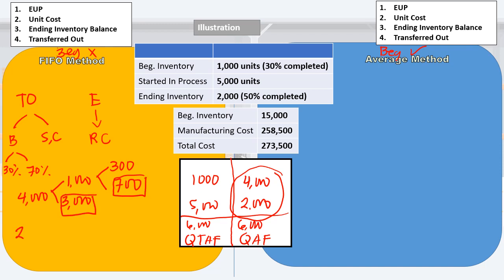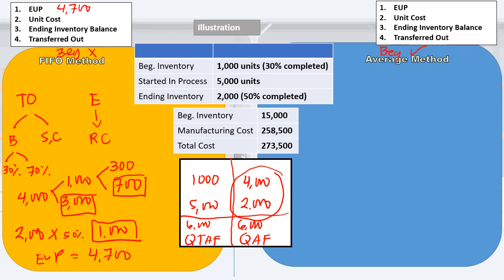Ang ending po natin ay 2,000. Multiply natin sa rate of completion na 50%. So, therefore, 1,000 yun. Diba? So, 700, 3,000, then 1,000. So, lumalabas ang EUP natin kapag ang pinag-uusapan po natin ay FIFO method will be 4,700. So, lagay po natin sa taas, 4,700.